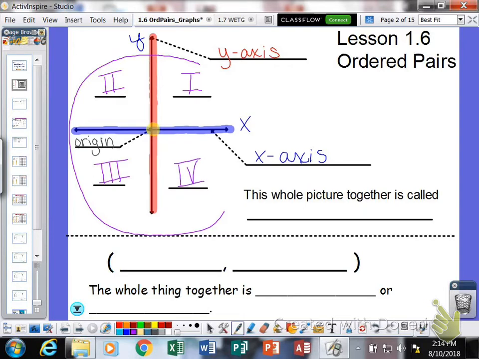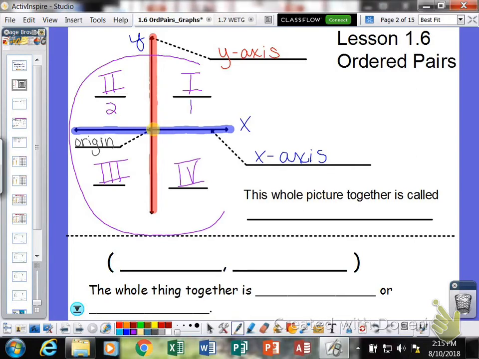So those are the Roman numerals, and they should be written as Roman numerals. I don't want to see 1, 2, 3, and 4. Those are no-nos. I will not accept that. So please make sure that you use Roman numerals. This whole picture right here, this whole thing is called a coordinate plane. Yes, we say graph, but the official terminology is coordinate plane.